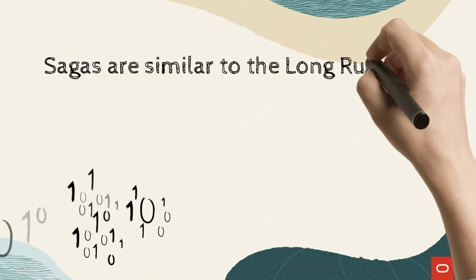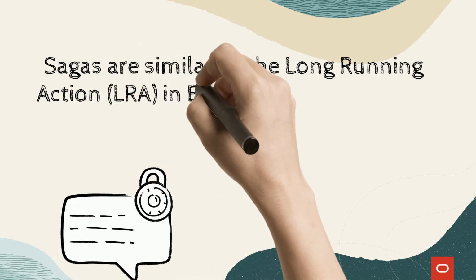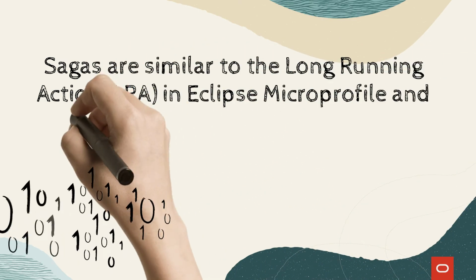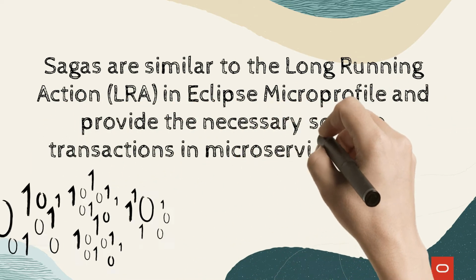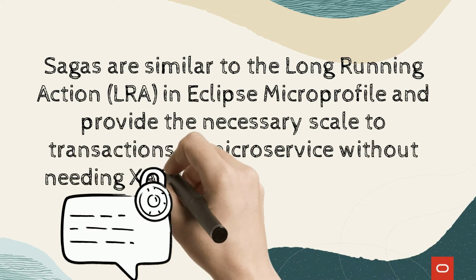Sagas are similar to the long-running action in Eclipse MicroProfile and provide the necessary scale to transactions in microservices without needing exit transactions and two-phase commits.